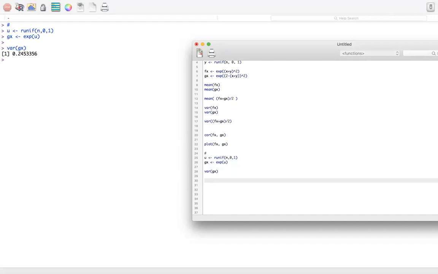So that agrees with your theory. Your theory is about 0.242, so this is very close. Of course, it will not be exactly the same because of sampling variation. Your control variable will have the form: let me put this F(x), it will be your G(x) plus c star times U minus 1/2.